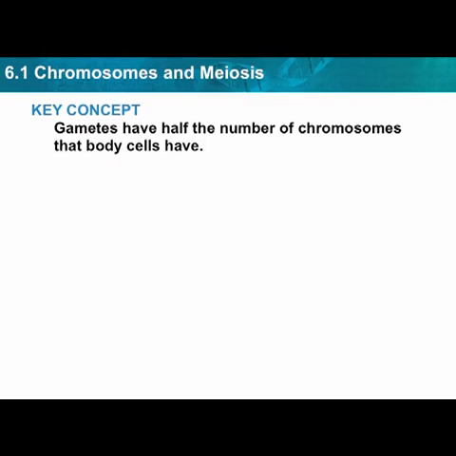The key concept here is that gametes, sex cells, have half the number of chromosomes that your body cells have. 99% of the cells in your body are body cells. In humans, they have 46 chromosomes, 23 pairs of chromosomes. But in gametes, in sex cells, they have 23 chromosomes, one set of homologous chromosomes.